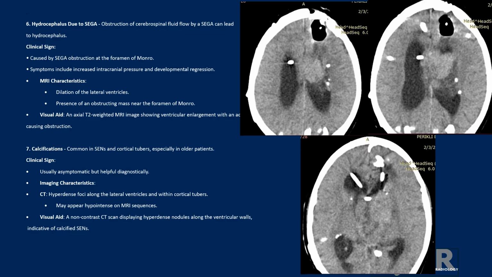On CT, they appear as hyperdense foci along the lateral ventricles and within cortical tubers. They may appear hypointense on MRI sequences. The best visual aid would be a non-contrast CT scan displaying hyperdense nodules along the ventricular walls indicative of calcified subependymal nodules. The image on the right shows calcifications in the brain parenchyma in a boy diagnosed with tuberous sclerosis.